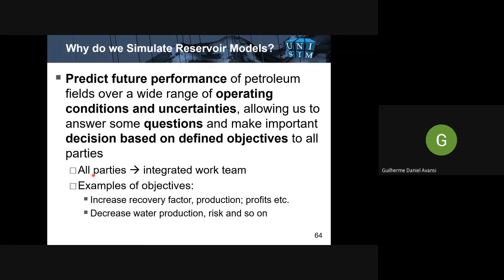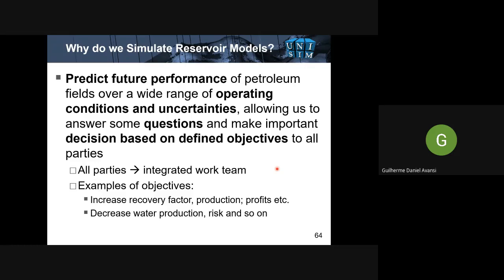So all parties, I mean the geophysical and geological people that work with this model, and the reservoir engineering, we have all parties in an integrated work team. Some examples of objectives that we have: increase the recovery factor, this is the most important one. We have to increase the production and profits, and also decrease the water production, risk, and so on. The water production is based on the philosophy of the company or the industry.